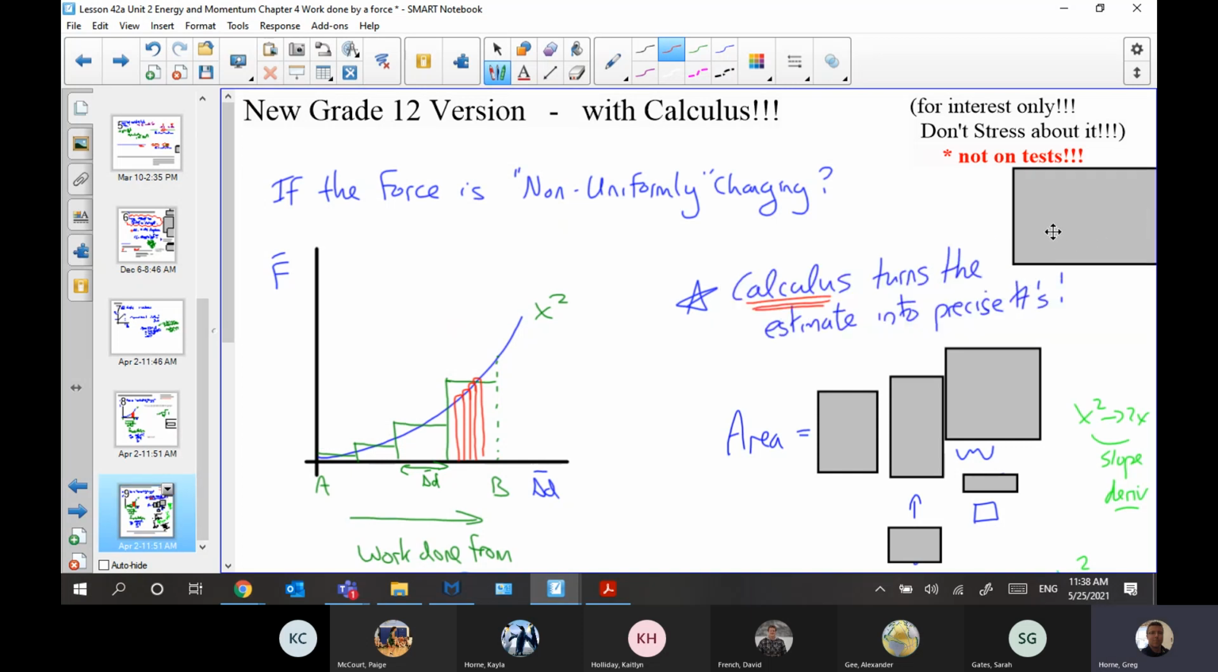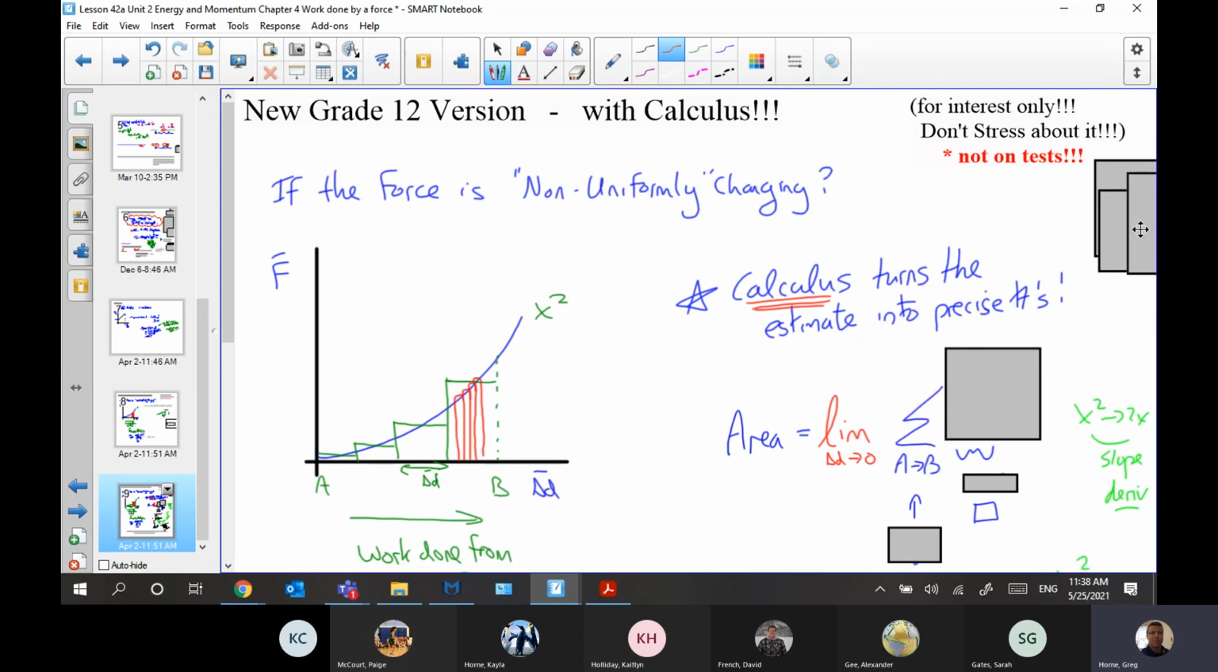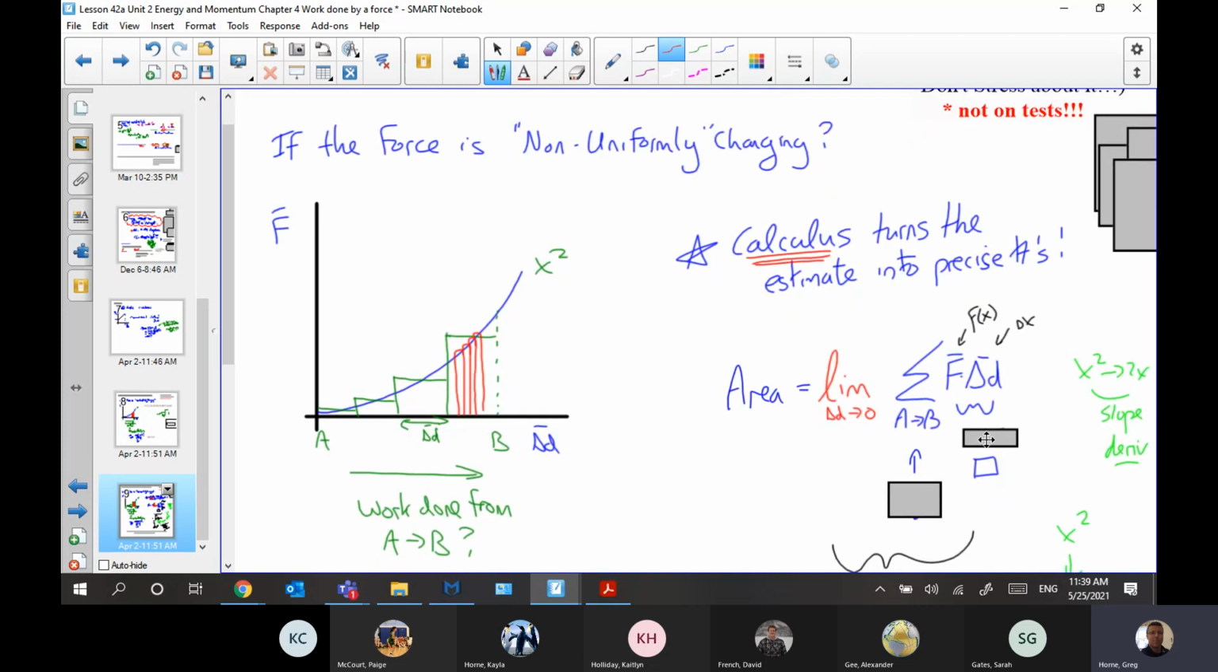So yeah, calculus turns us into really precise numbers. This is just for interest, you don't need to worry about this, but it's going to help you when you see calculus later on, right? You're talking about the limit of the addition of all of these rectangles, as the size of the rectangle you're using gets smaller and smaller. And you've seen this once with me already in this course.